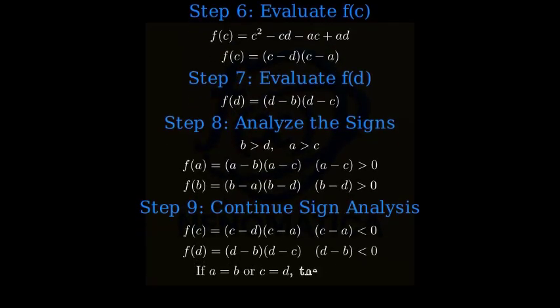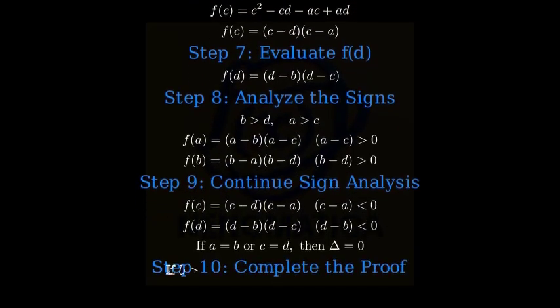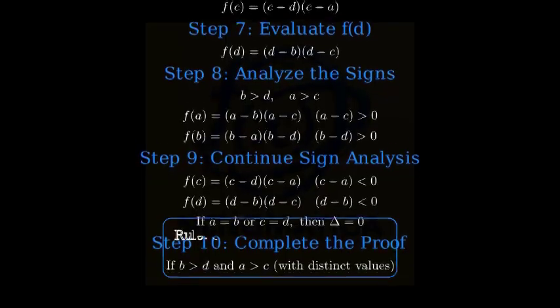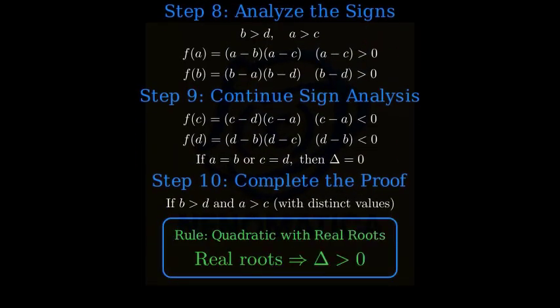But what we do know is that our original quadratic equation will have real roots if the discriminant is positive. This means that if any two values satisfy a equals b or c equals d, then the discriminant becomes 0. In the general case where b is greater than d and a is greater than c, and assuming a, b, c, and d are all distinct, our function will have two distinct real roots. This means the discriminant must be positive.